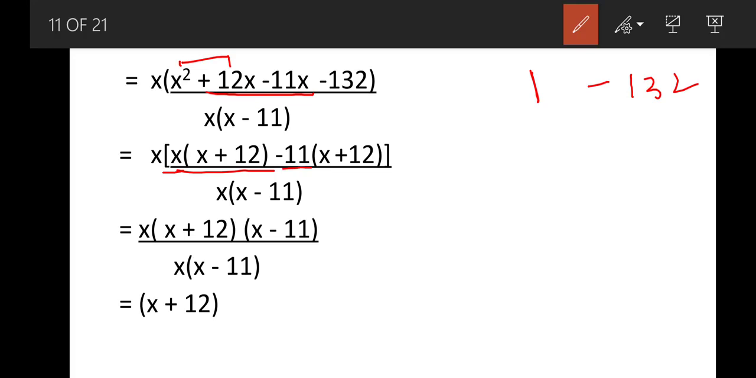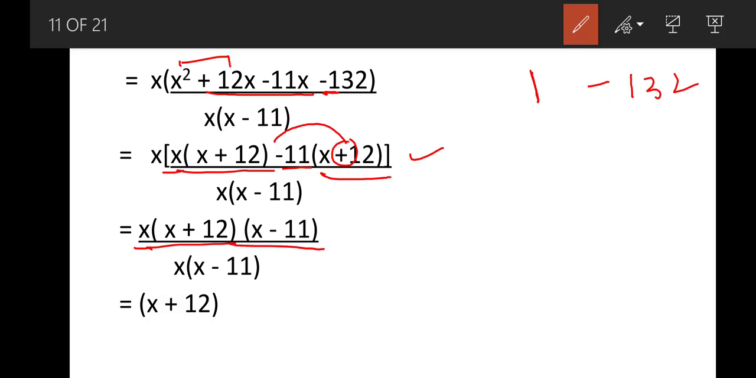Minus 11 I have taken out, as it is the common factor of 11 and 132. So minus 11 I have written outside. What will be left inside the bracket? x plus 12. Here why have I written plus? Because I need the minus sign. This minus sign will change the sign of this plus and I will finally be getting minus 132. This is what we have factorized. Now we have (x plus 12), (x minus 11) as the factors of the given expression.